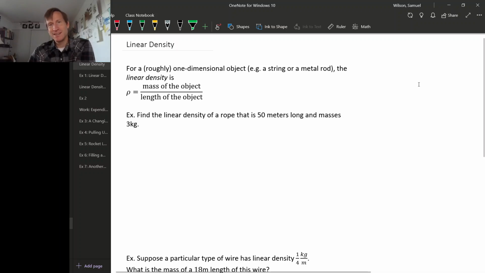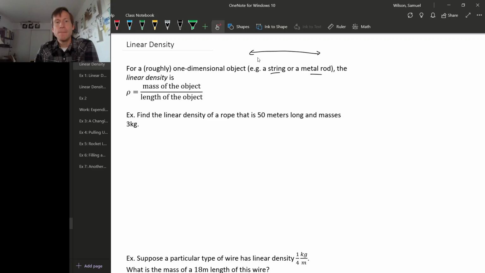If you have an object that's essentially one-dimensional, like a piece of string or a metal rod, it doesn't extend very far in most directions, it's mostly in one direction. The linear density of that object is the mass of the object divided by the length of the object. So this gives you some measurement of how much mass is in each unit length of the object.